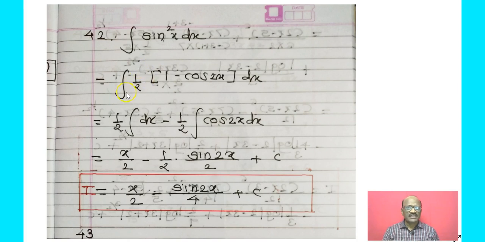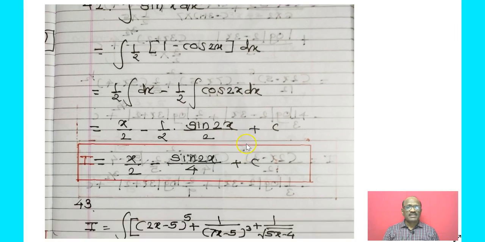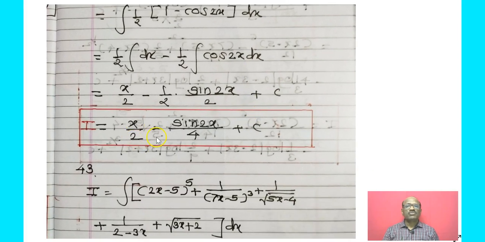In the same manner, the integral of 1 upon 2 times (1 minus cos of 2x). Whatever the angle, it becomes 2 times. Therefore 1 upon 2 dx minus 1 upon 2 cos of 2x dx. Now the integral of dx is x, so x upon 2 minus 1 upon 2 times the integral of cos of 2x, which is sine of 2x upon the coefficient of x, or the derivative of 2x, which is 2, plus c. And therefore I is equal to x upon 2 minus sine of 2x upon 4 plus c.